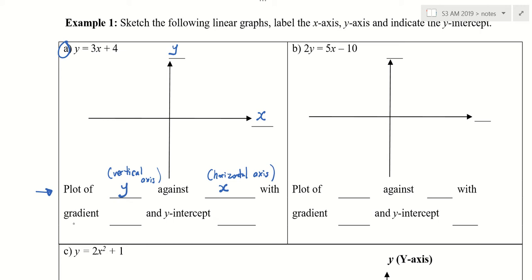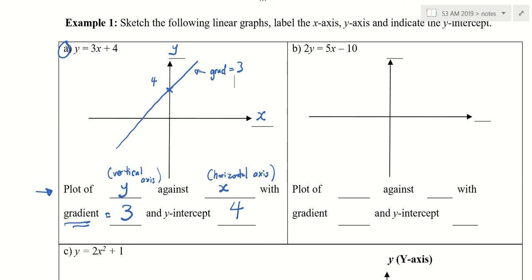Now, what is the gradient? What number do you think? 3. What's the y-intercept? 4. So very simple. The y-intercept means it cuts at 4, and the gradient means the steepness of the straight line, and the gradient is 3.